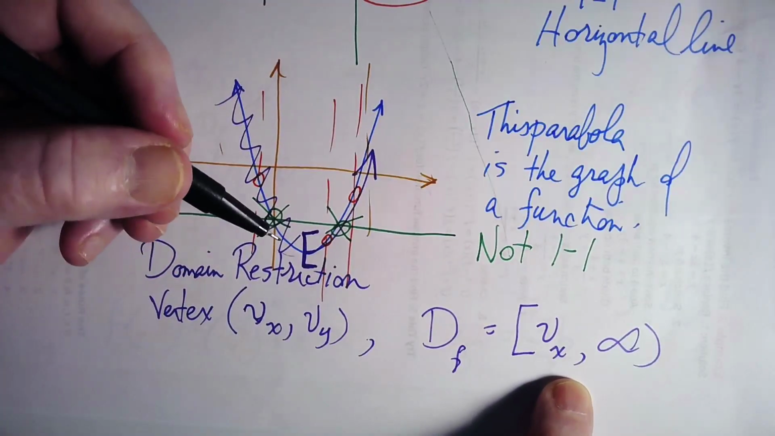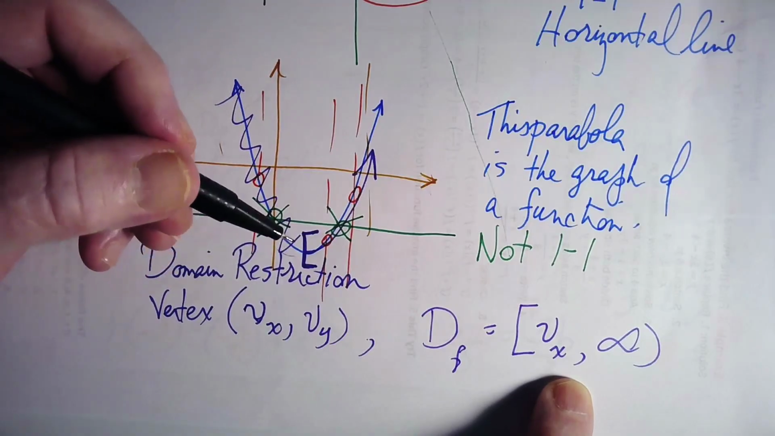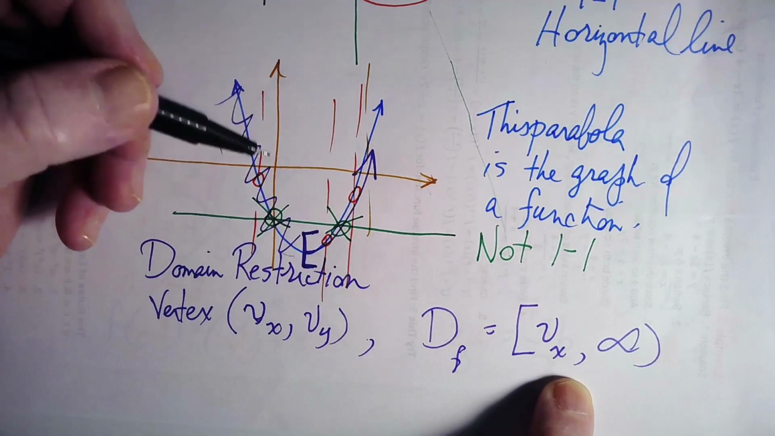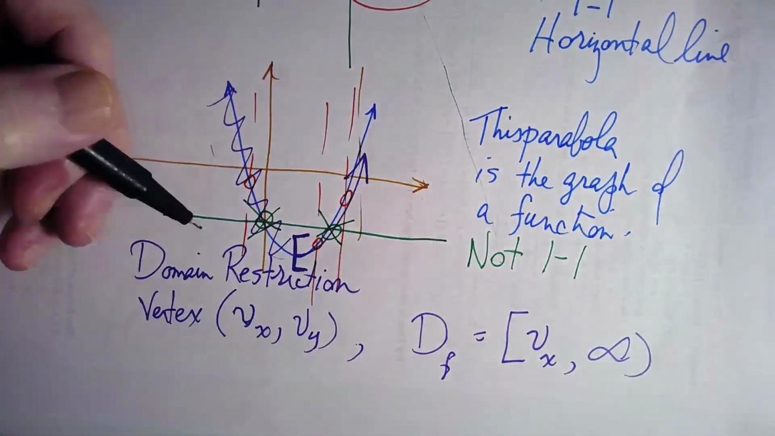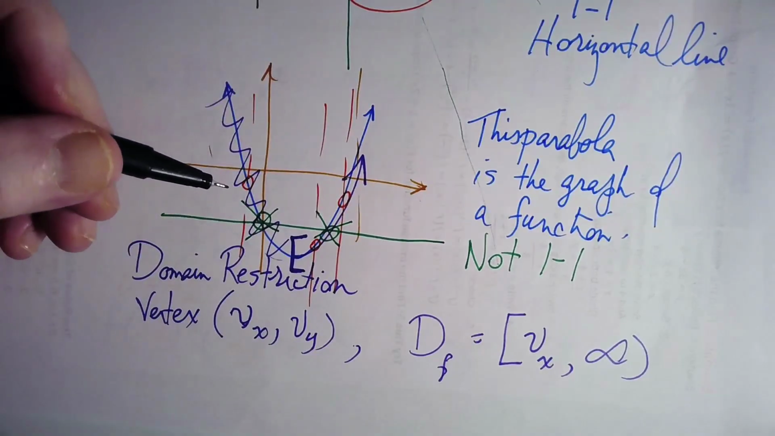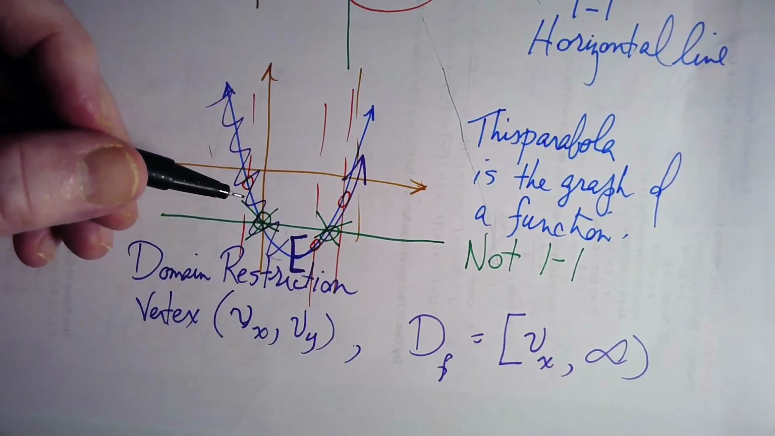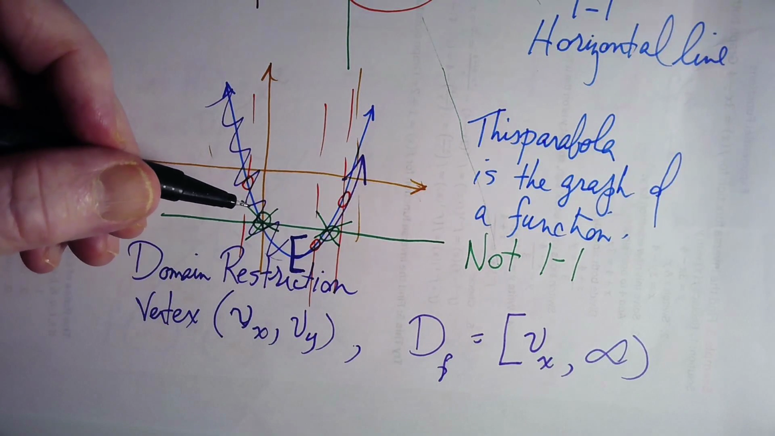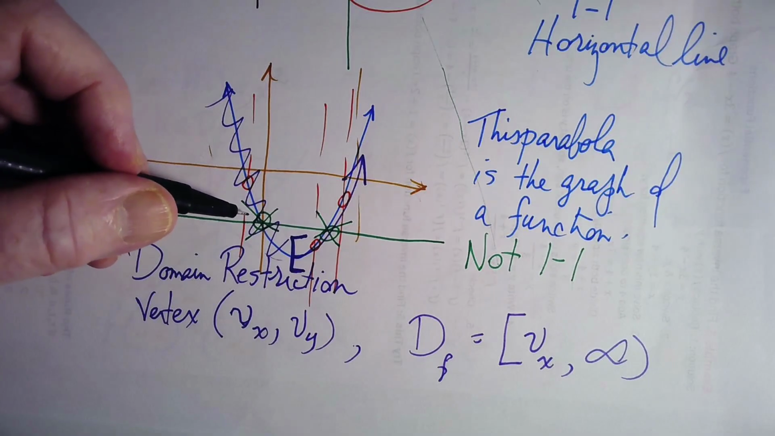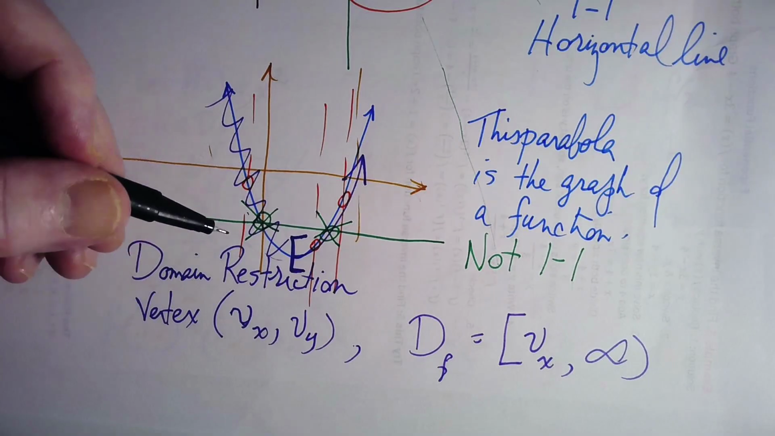And there are so many functions that we want to be able to use that are not natively one-to-one, that this domain restriction idea is very, very important. Does it kind of make sense? Yeah. Yes. Groovy.